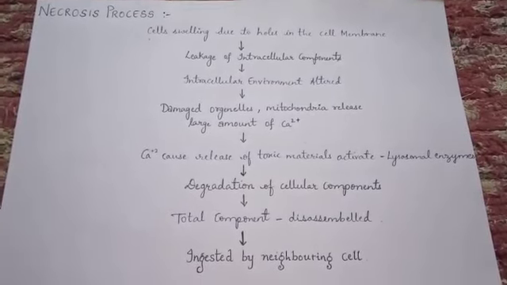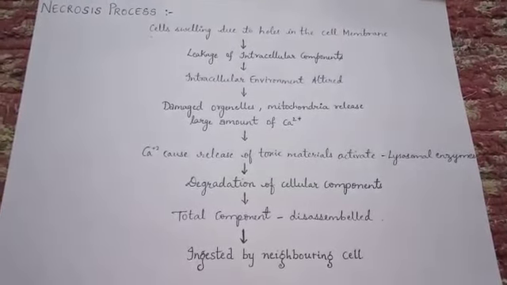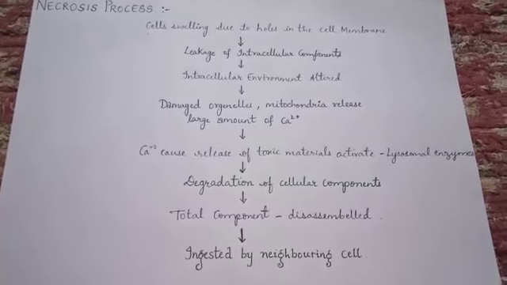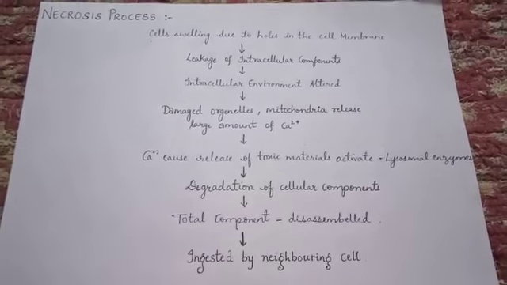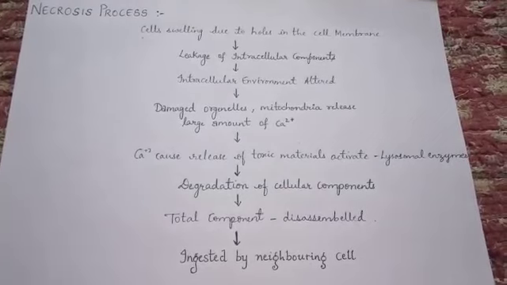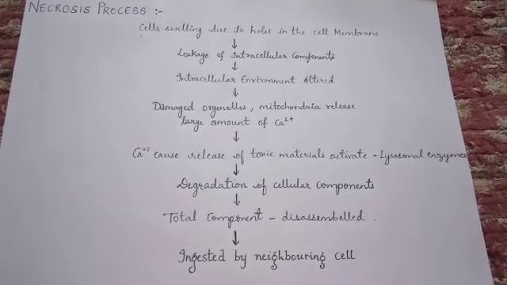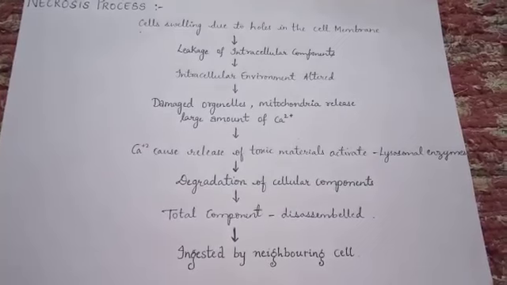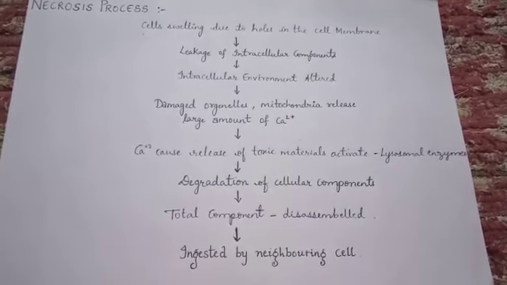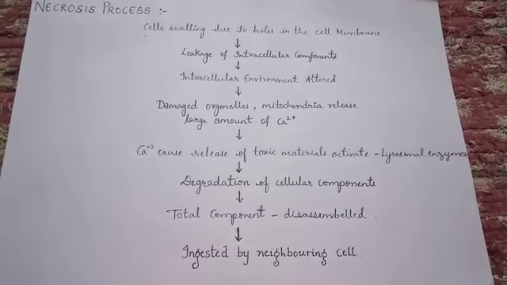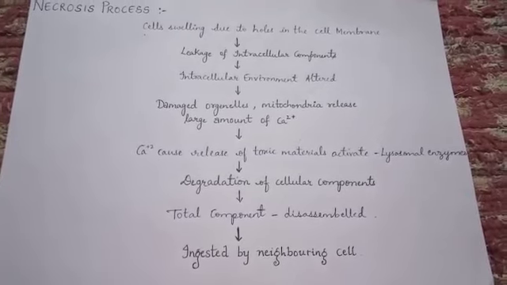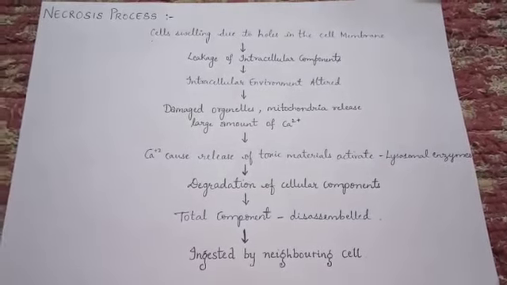Thus, the intracellular environment is altered inside the cell and there is damage of organelles. Especially mitochondria release a large amount of calcium ions. Calcium causes release of toxic materials and activates lysosomal enzymes. Due to activation of lysosomal enzymes, there is degradation of cellular components and there is disassembly of the total components of the cell. This cell is ingested by the neighboring cell. The total process is known as necrosis.